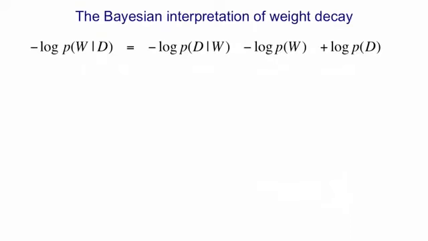So finally we can get to the Bayesian interpretation of weight decay, or weight penalties. We're trying to minimize the negative log probability of the weights given the data, and that involves minimizing a term that depends on both the data and the weights, namely how well we fit the targets, and a term that depends only on the weights.